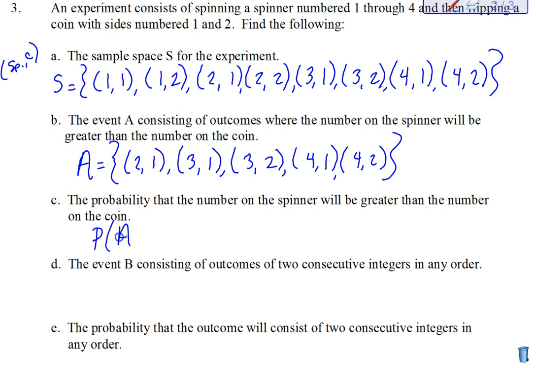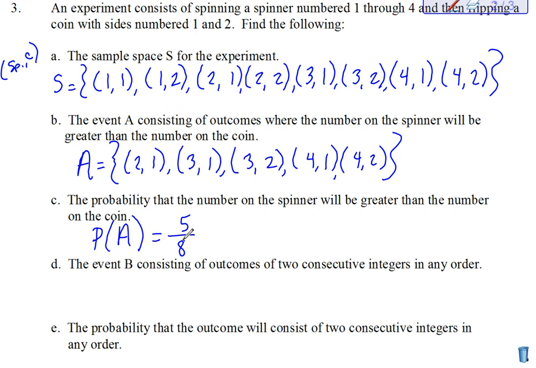Go back to pen. So the probability of A is equal to, well, the number of outcomes that worked were 5 outcomes out of the original sample space that was 8. 5 outcomes met that criteria, so the probability of it happening is 5/8.